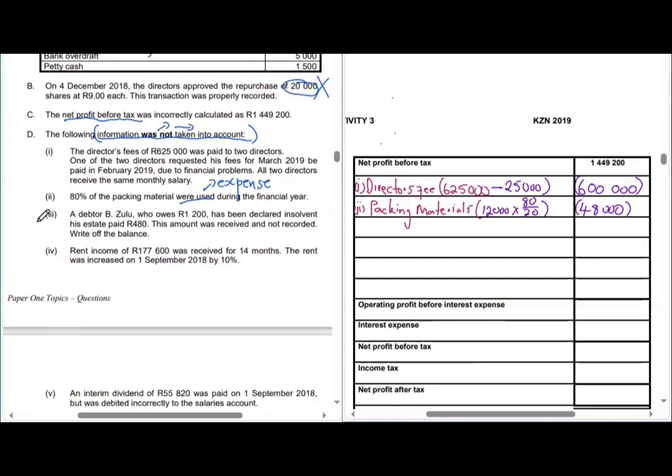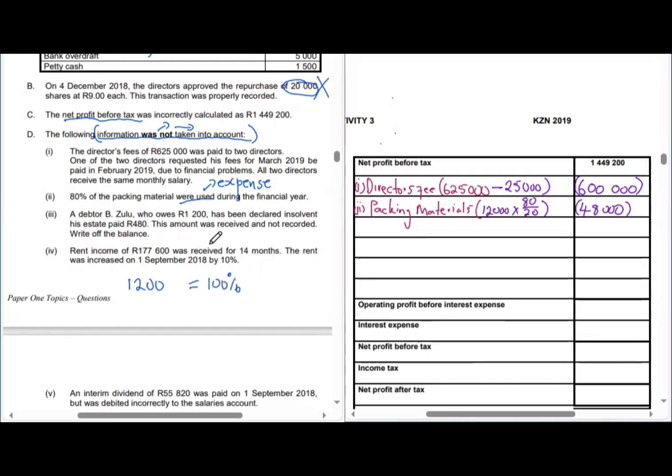Transaction number 3 says a debtor, B Zulu. Guys, whenever you come across this transaction, you must think. Whenever we talk about a debtor, it's either bad debts or bad debts recovered. So let's find out what is happening about this debt. A debtor, B Zulu, who owes 1,200. This debtor owes 1,200 in the business, meaning this debtor is owing us how much? 100% in the business.